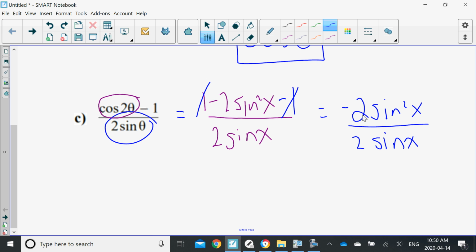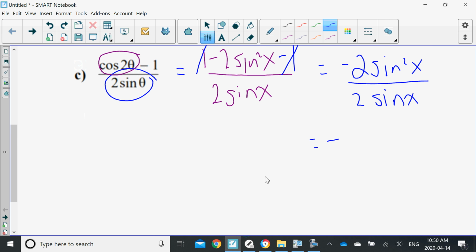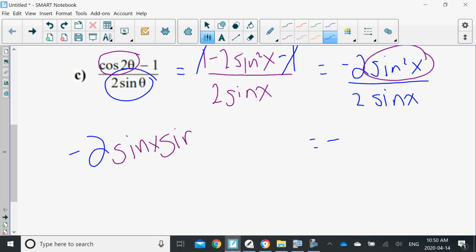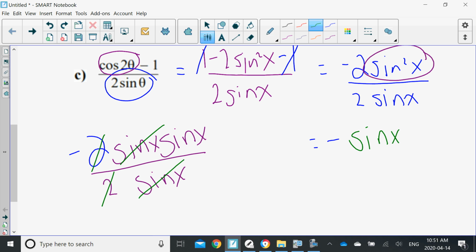From here, -2 divided by 2, it doesn't cancel because that leaves me with a -1, right? So that leaves me with a -1, or just a negative. Sine squared x over sine x, essentially what you have there, I'll just rewrite this for you. We have -2 sine squared x is the same thing as sine x times sine x all over 2 sine x, right? So from here, sine x over sine x will cancel. 2 over 2 gives me -1, and I'm left with negative sine of x. And that would be your solution.